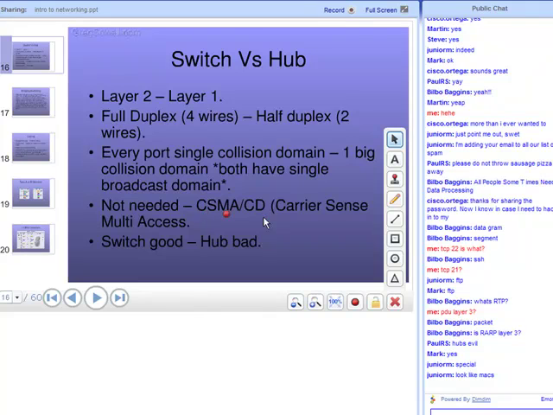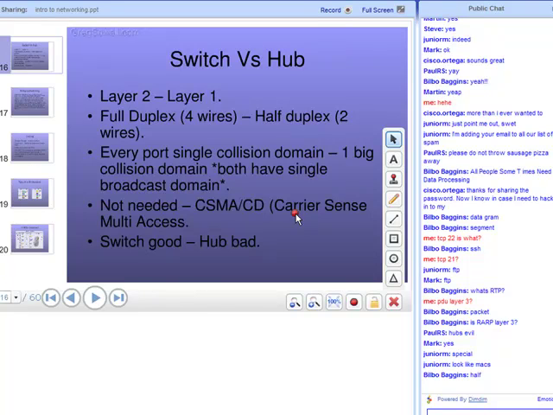Yeah, not needed, but carrier sense multi-access collision detection, right there. So, who knows what duplex wireless interfaces are, like wireless networks, by default? What duplex is a wireless connection? Half, indeed, Baggins. My little hairy hobbit friend, they are half duplex.